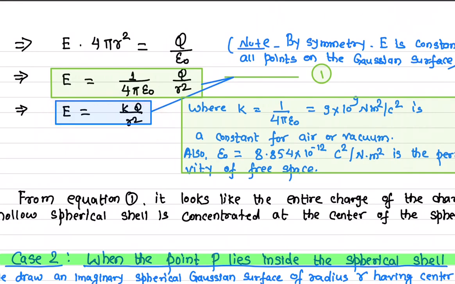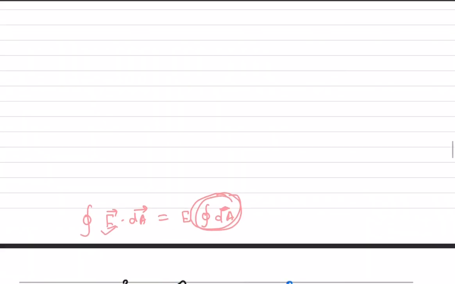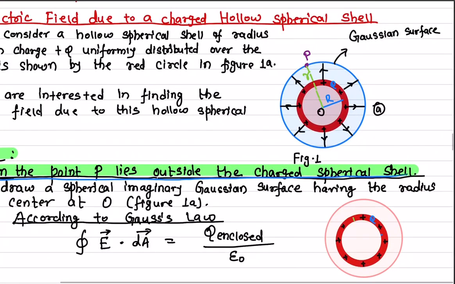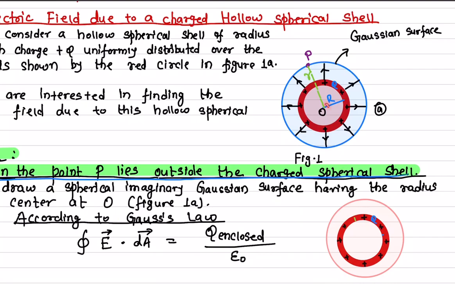Okay. So what does this equation look like? This equation looks exactly like the electric field due to a point charge. For any point charge, what is the value of the electric field? KQ over r square. So even for the hollow spherical shell, we get exactly the same equation. That means for any point outside, the entire charge is concentrated at the center of the spherical shell. That's how it looks.